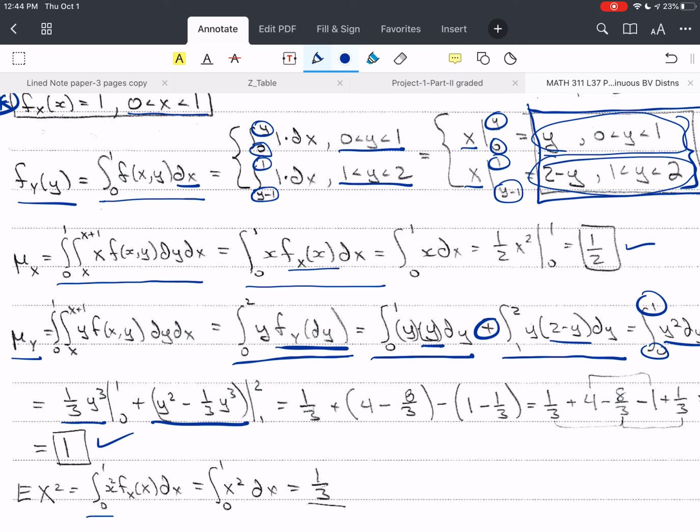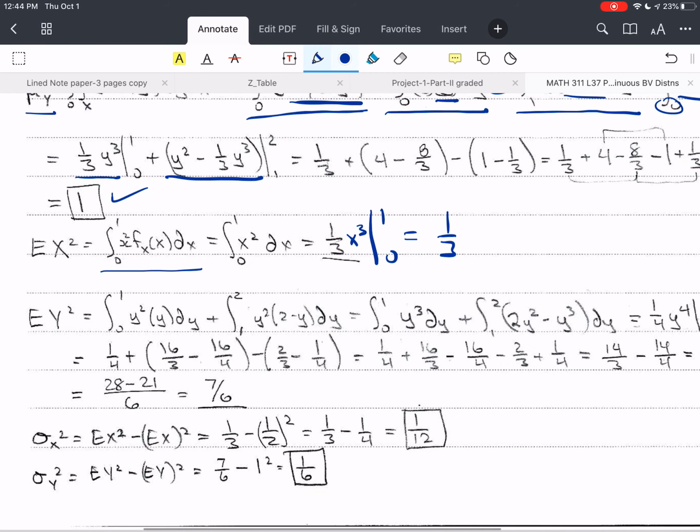For the expected value of x squared, I'm going to use x squared times f of x between 0 and 1, and I plug in f of x as 1. So I've got the integral of x squared, which is 1/3 x cubed from 0 to 1, which leaves me with 1/3. Okay? And I do the same with the expected value of y squared, but again, this is in pieces. The marginal of y is in pieces, so I have to do a piecewise integration here. So two pieces, I have to add them together.